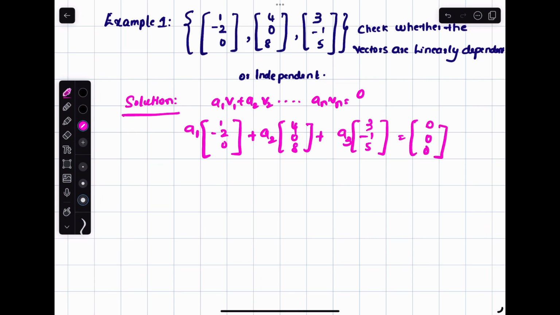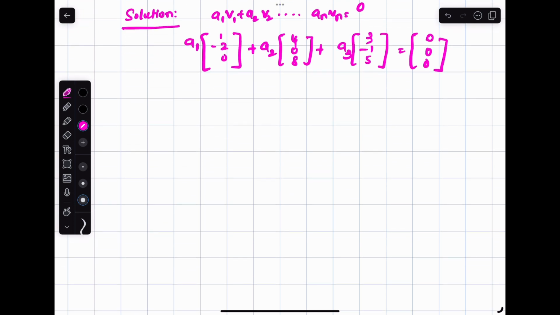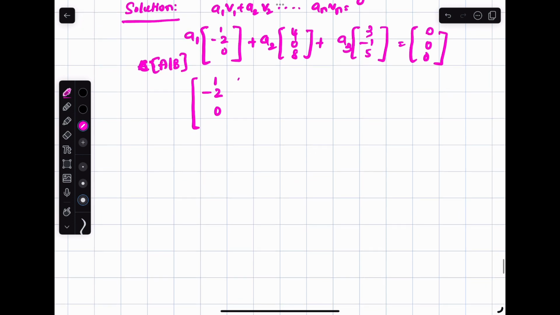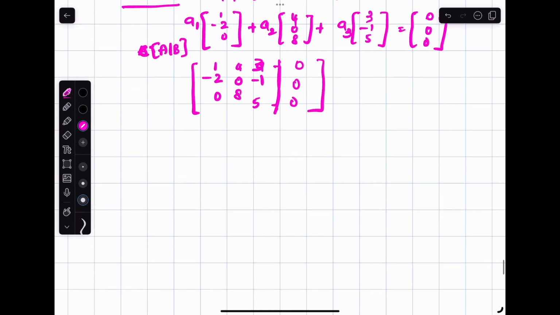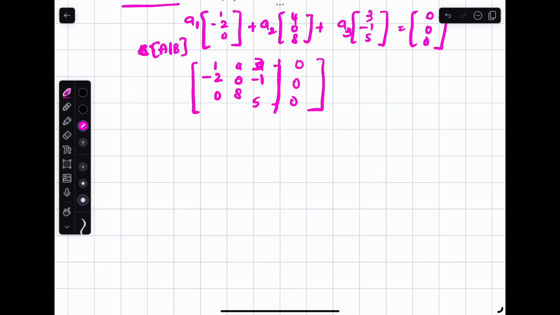Now we will write these vectors in matrix form. That is our Ax equals 0 form, the augmented matrix. The third column should be 3, minus 1, 5, and since it is an augmented matrix, we have to write 0 here. Now we have to apply the reduced row echelon form, which is the first step for every matrix if it is not already in reduced form.